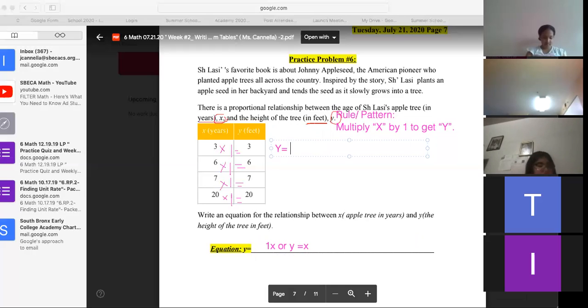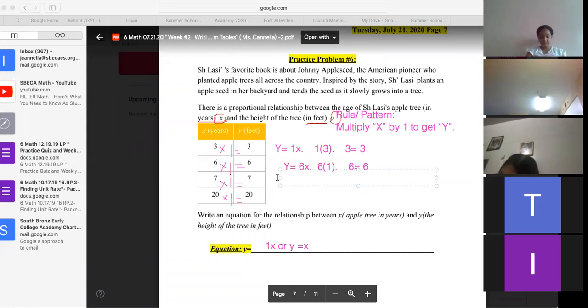So Y is equal to 1X. So we have 1 times 3. What's 1 times 3? 3. So 3 equals 3, right? Let's do it now when X is 6. So we write Y equals 1X. So we have 6 times 1, which is what? 6. 6 equals 6.